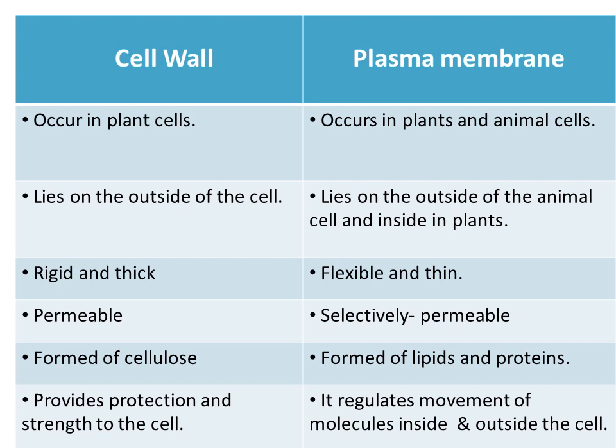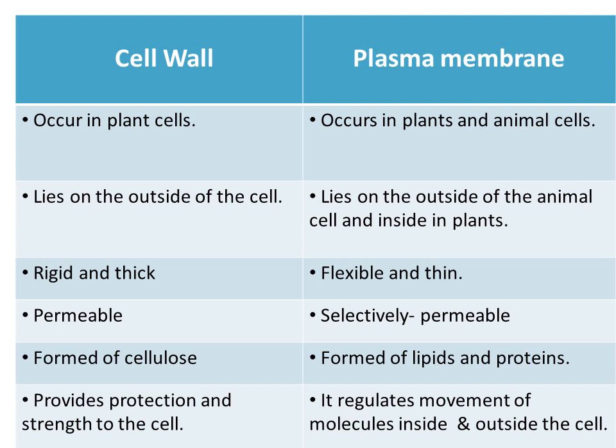Now next topic is difference between cell wall and plasma membrane. Cell wall occurs in plant cells. Plasma membrane or the cell membrane, it occurs in both plant cells as well as animal cells. Cell wall, it lies on the outside of the cell, whereas plasma membrane, it lies on the outside of animal cell and inside in plants. Cell wall is rigid and thick. Plasma membrane is flexible and thin. Cell wall is permeable. Plasma membrane is selectively permeable.